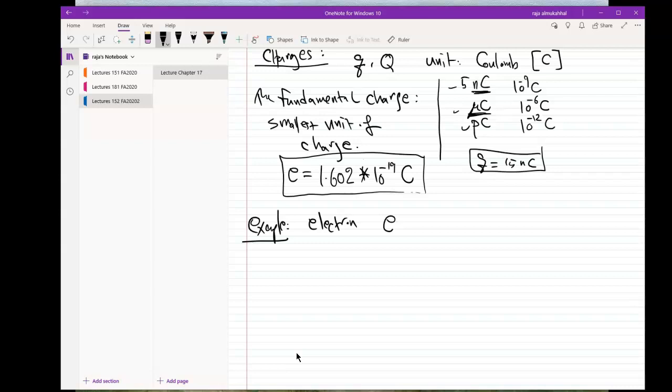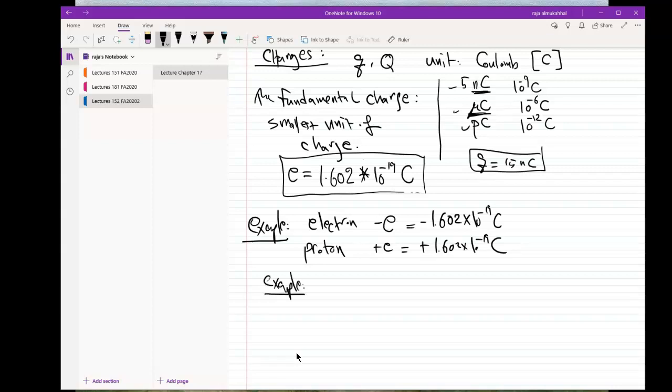Also, of course it's a negative, so the charge on the electron is negative e, which makes it negative 1.602 times 10 to the negative 19 Coulomb. The charge on the proton is also the fundamental charge e, but it is positive. So it's the same number, except it's a positive number. Okay.